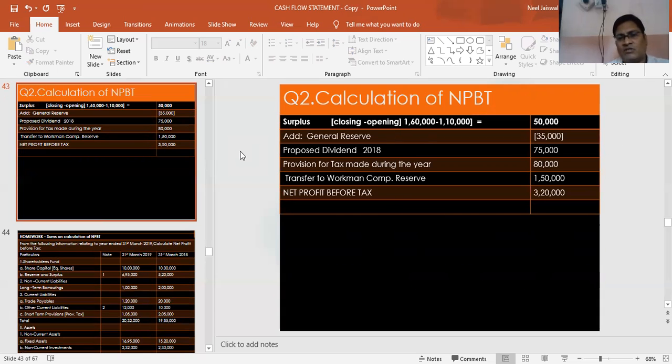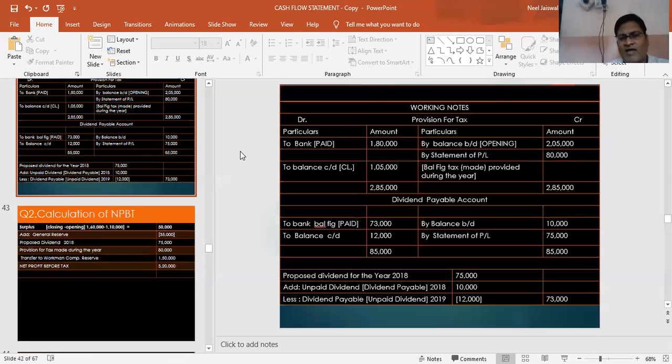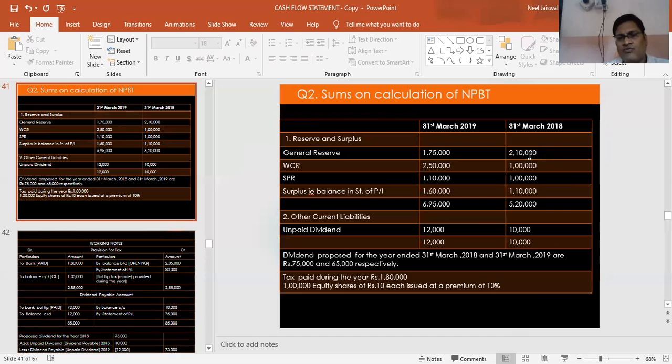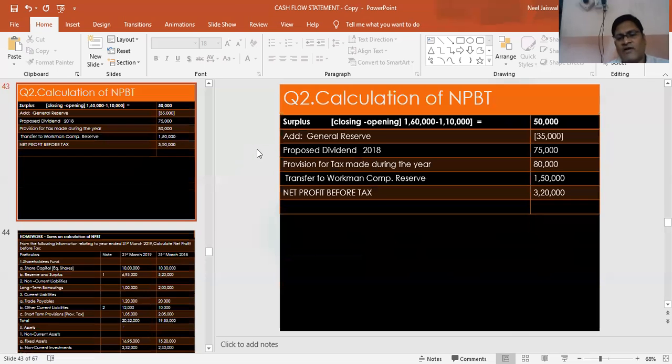General reserve, there is a negative happening. So whatever is happening, opening minus closing we are taking. If we take 2,10,000 minus 1,75,000, that is 35,000 coming minus. Closing minus opening, students, so minus 35,000. In the bracket means minus. Add but written in the minus sign.